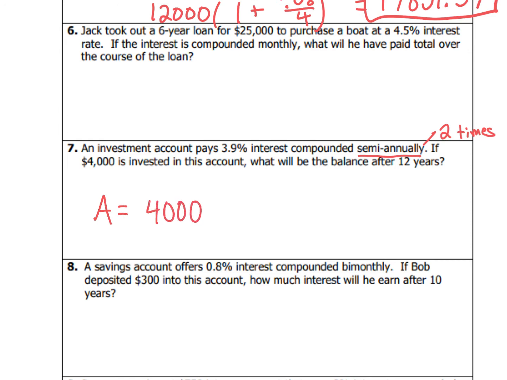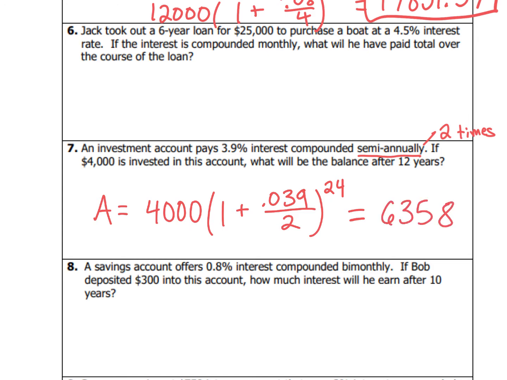All right, let's do one person. Who wants to go? Madison, you do this one. 4,000 times 1 plus 0.09 divided by 2, to the 24th power, because it was 2 times 12, which is 24. And then what'd you get for that? 6358.48. Cool. All right, are we good to go on that one?